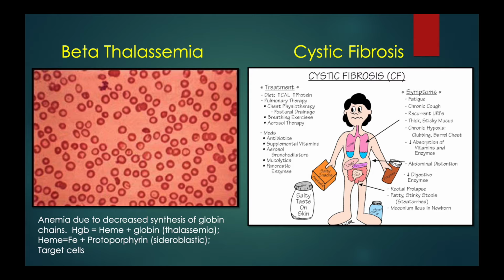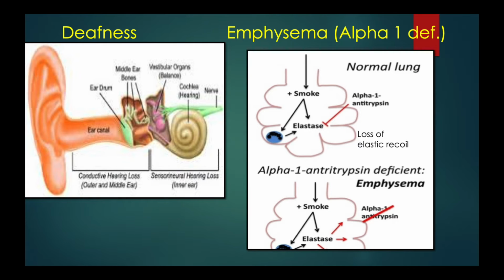Cystic fibrosis, if you listen to the lecture here, when we get to the questions, I'm going to describe that one in detail, and I need you to know the difference between where you're at, whether it's a sweat gland or lung, pancreas, elsewhere, okay? Very important. Deafness, and then emphysema, and that's going to be your alpha-1 antitrypsin deficiency. So just know those.